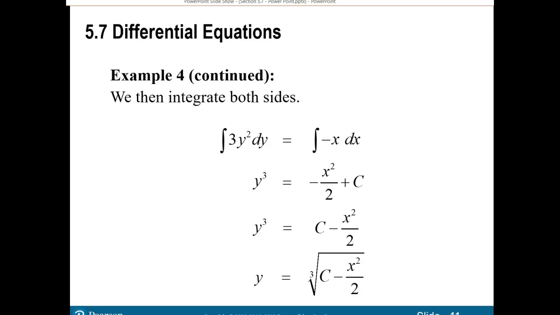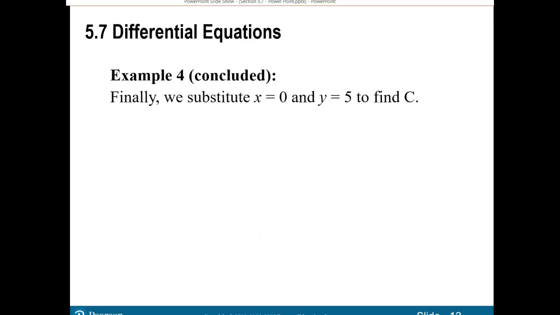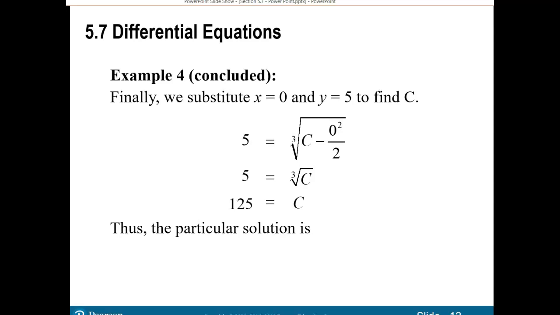Remember, they gave us values for x and y, right? So they said x equals 0 when y equals 5, so we're going to plug those in and solve for c. So we plug in y equals 5 and the x value of 0 into that previous step that we had. So this is just 0. So the right side becomes the cube root of c equals 5, and then you cube both sides to get rid of the cube root. So 5 cubed is 125 equals c. So the particular solution would be that general solution we got with the 125 plugged in for the c.